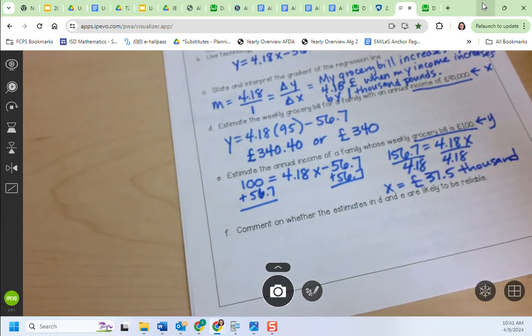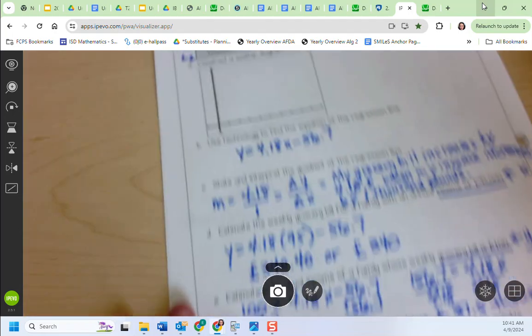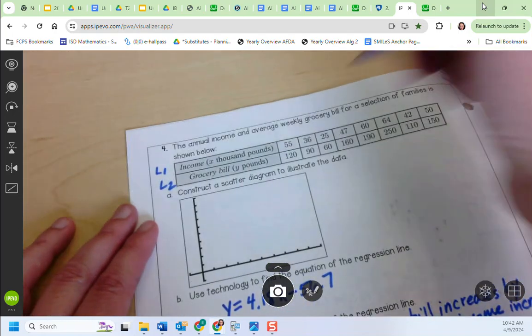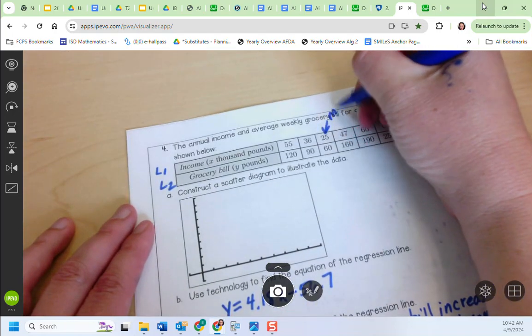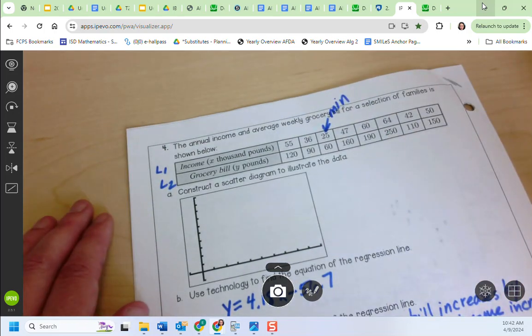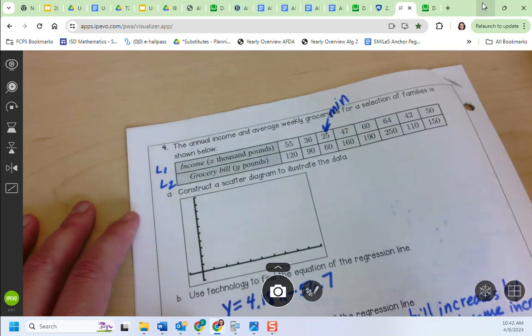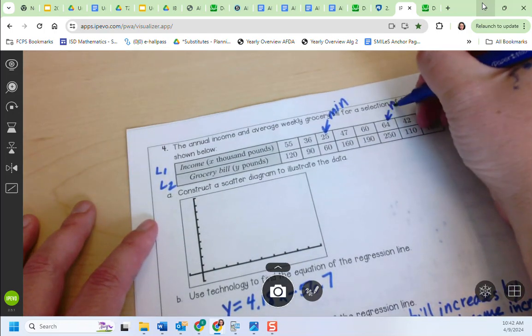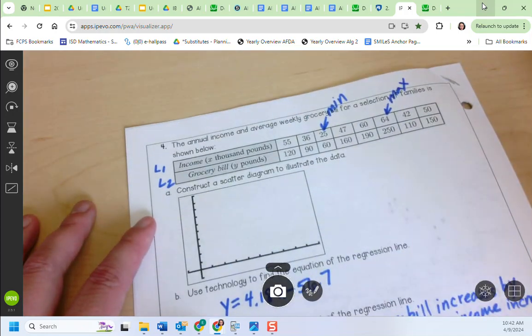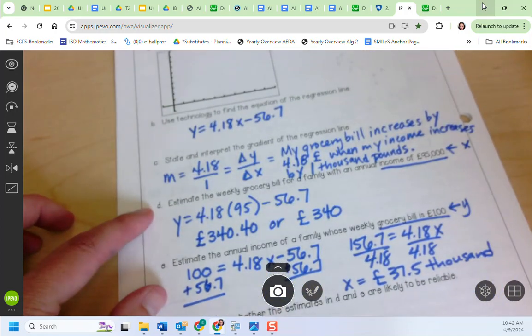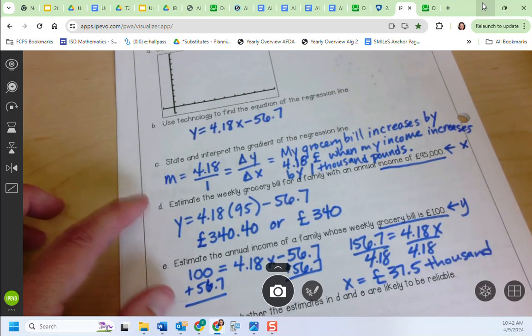Okay. Comment on whether the estimates in D and E are likely to be reliable. So we have to consider our data. What is the smallest income that was recorded? 45,000. So that's my min. And the largest? 64. That's my max. Okay. So which of these problems was interpolation? D or E?